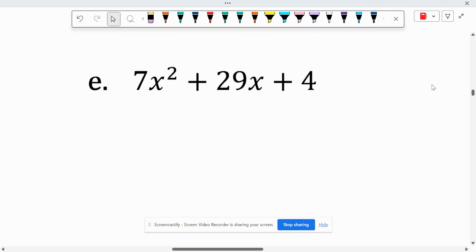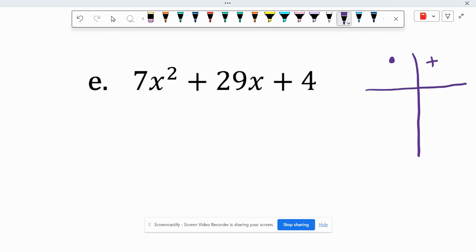Nope, there's not. What's my product going to be? What is A times C? 28. Yeah, it's 28. What are we trying to add up to? What's the value of B? 29. Well, what two numbers can I multiply together to get 28 that when I add them, I get 29? 1 and 28, right? Okay, so those are my factors.